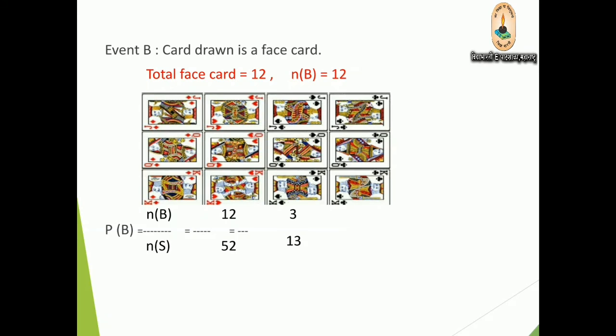Event B is that card drawn is a face card. Now you observe the picture. As shown in picture, there are total 12 face cards and therefore n of B equals to 12. Hence probability of B equal to n of B upon n of S. Substituting the values, we get 12 upon 52. Then dividing by 4, we get 3 upon 13. Thus, probability of B equals to 3 upon 13.